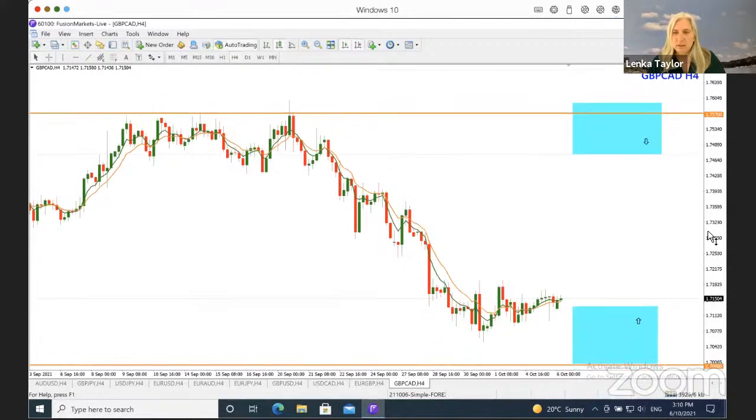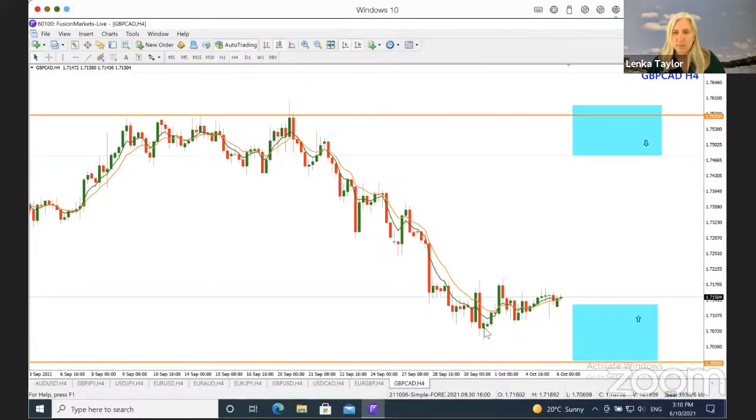Ideally, I would like the price to be either near the bottom of the range or just at the bottom of this area here. So let's see if that happens, and then looking for long all the way up to the top of the range.